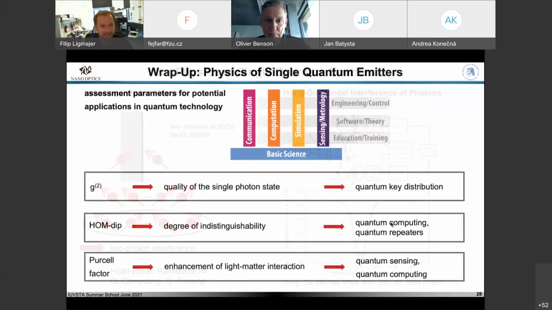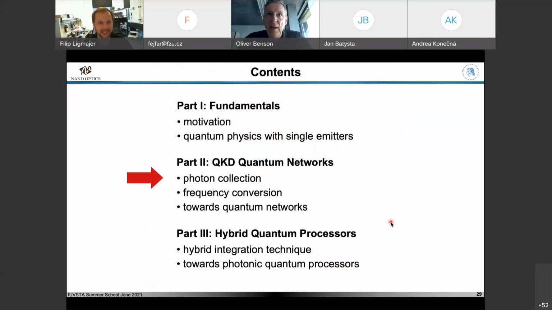So please continue. Maybe we jump into the second part, and the title is Quantum Networks. It sounds quite spectacular, but I have to disappoint you a little bit. The work that we are doing here is very trivial. We just try to collect as much light as possible from a single atom-like object. It's as trivial as that, but that's a major ingredient to realize these kinds of things.